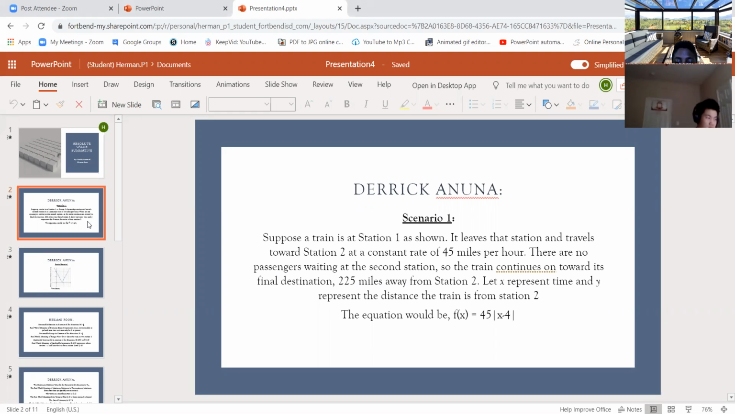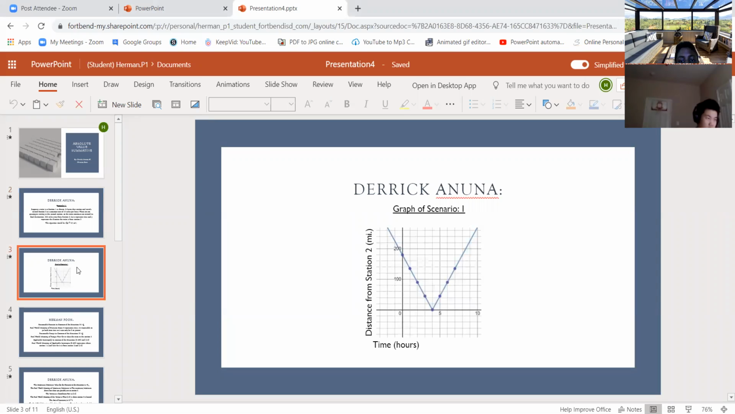225 miles away from station 2, let X represent time and Y represent the distance the train is from station 2. The equation would be f(x) equals 45 times the absolute value of x minus 4. This is our graph for scenario 1. The y-axis is the distance from station 2 in miles, and the x-axis is the time, which is in hours.